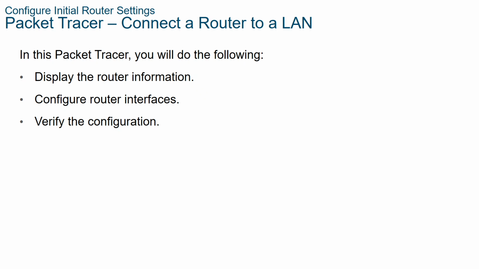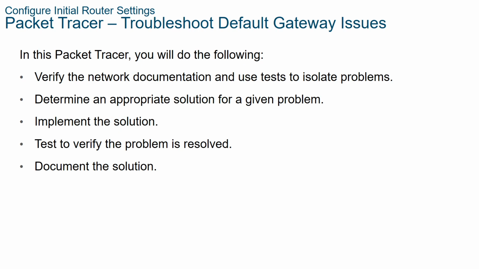Again, a really important Packet Tracer exercise that you should do is connecting a router to a local area network, where you'll display router information, configure router interfaces, and verify the configuration. Once you've done that one, follow up with the troubleshoot default gateway issues exercise. This will take you through verifying the network documentation and using tests to isolate problems, determining an appropriate solution for a given problem, implementing the solution, testing to verify the problem is resolved, and then documenting the solution that you came up with.